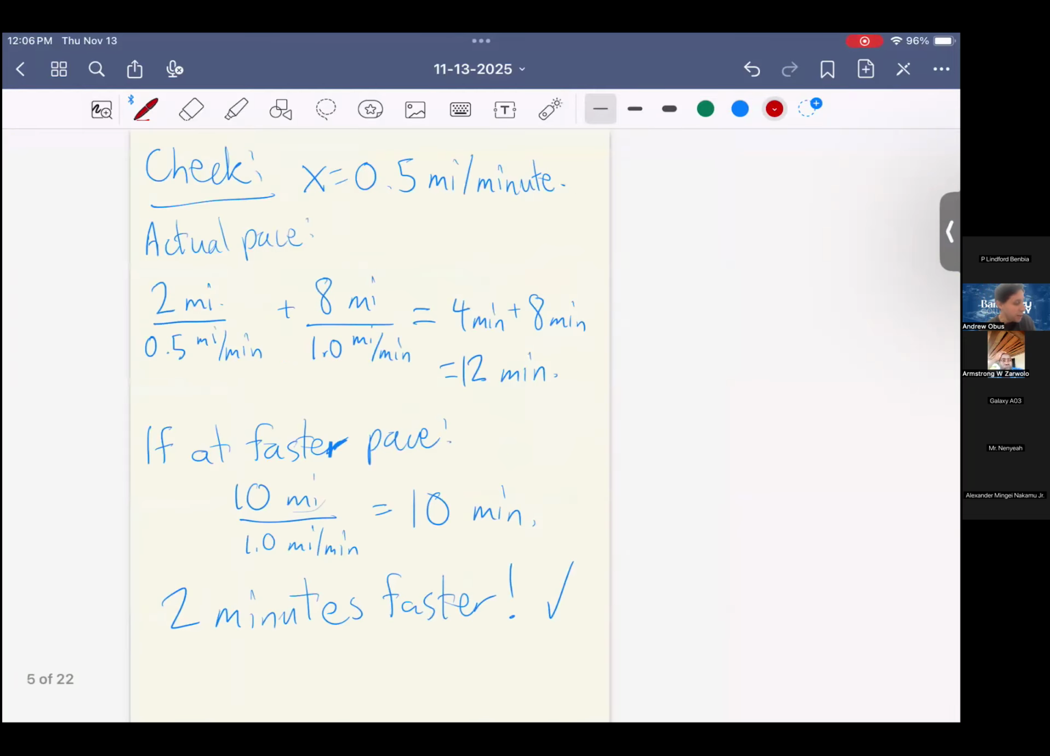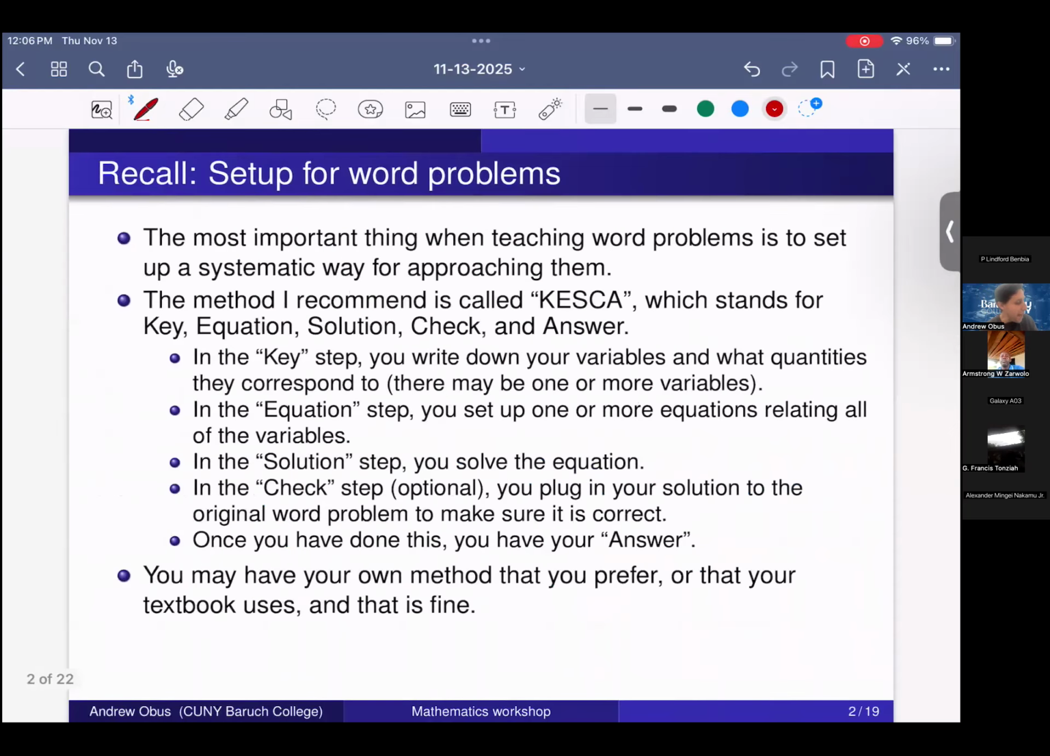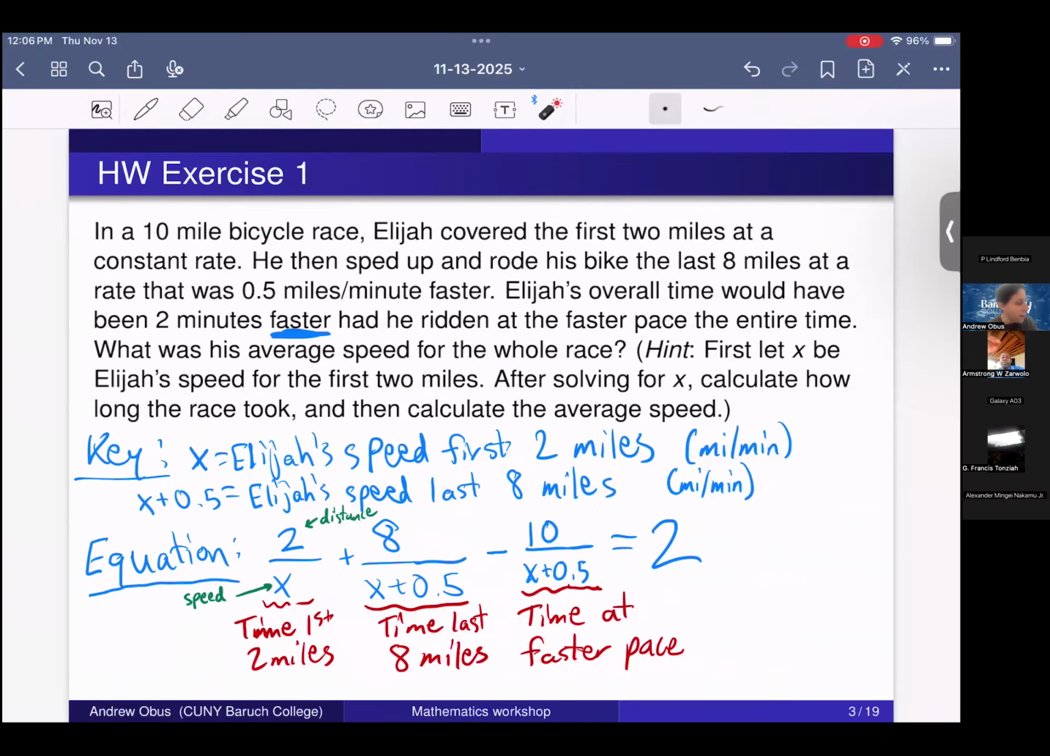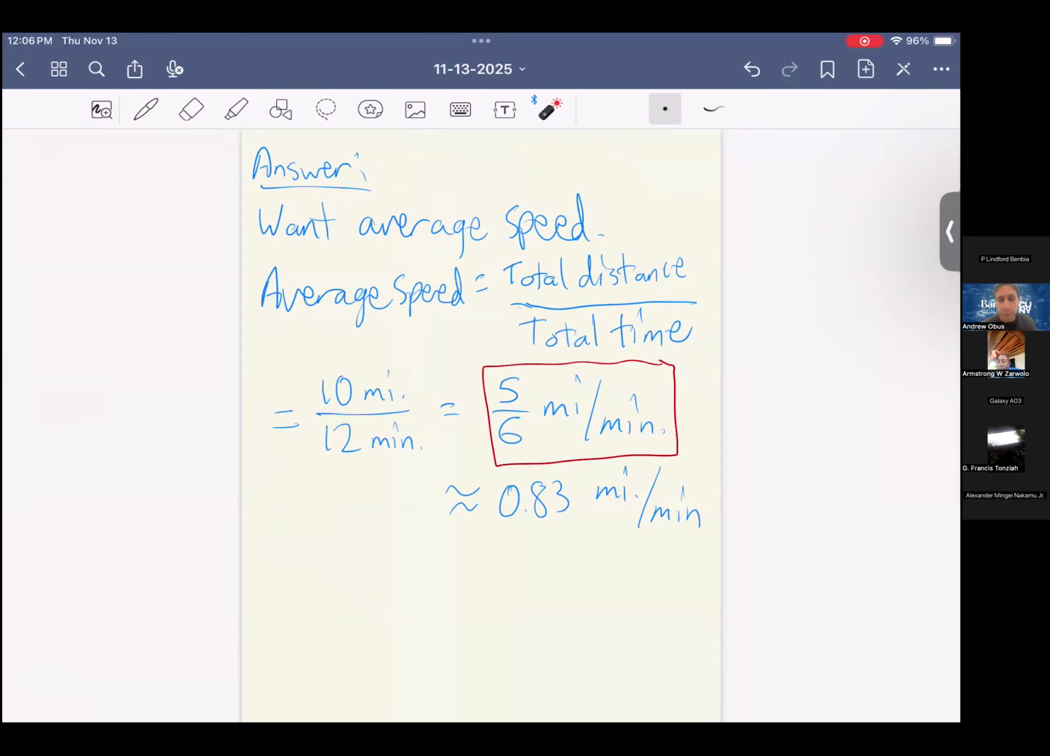So in this situation, it was useful for us to set the question up with x being Elijah's speed for the first 2 miles. But the question doesn't ask that. The question says, what is the average speed for the whole race? So even after you solve for x, you still need to do one more step to calculate the thing that the question actually asks for, which is the average speed for the whole race. So in our case here, the average speed for the whole race is going to be 5/6 of a mile per minute.